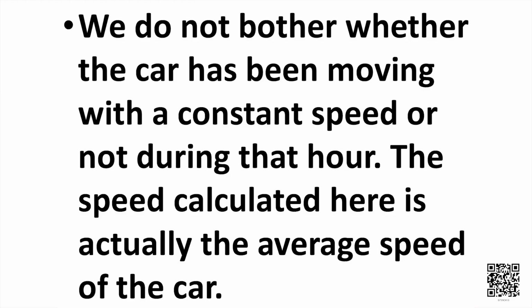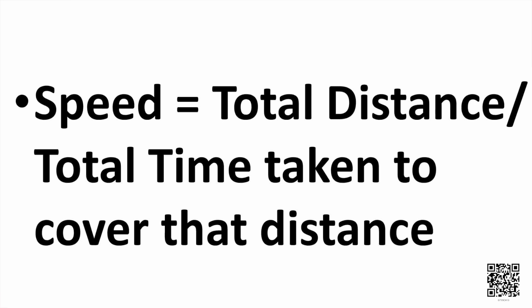So we do not bother whether the car has been moving with a constant speed or not during that hour. The speed calculated here is actually the average speed of the car, students. So in this chapter, we shall use the term speed for average speed. So for us, the speed is the total distance covered divided by the total time taken. Thus, we get the formula of speed, that is, speed is equal to total distance divided by the total time taken to cover that distance.